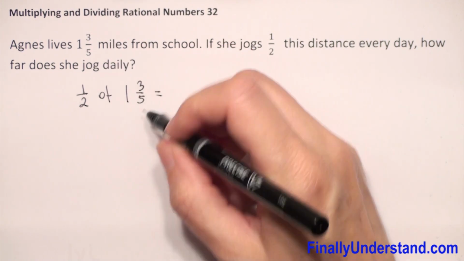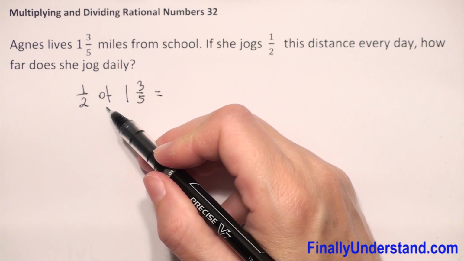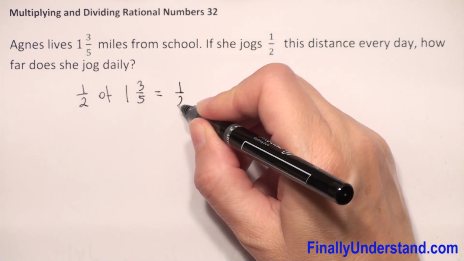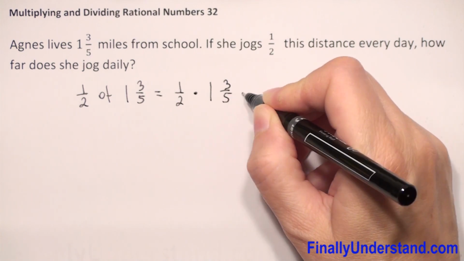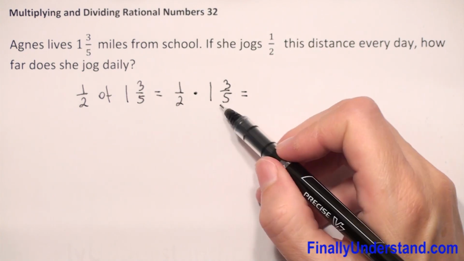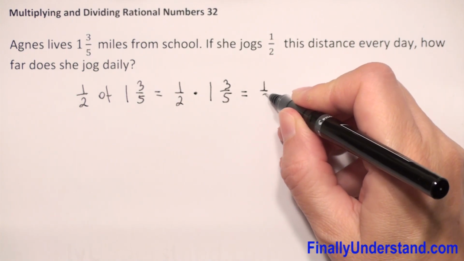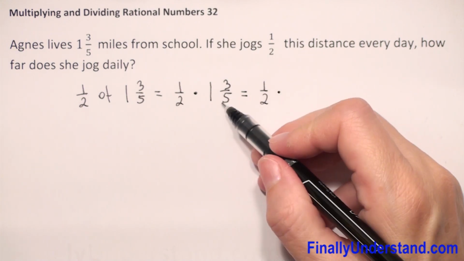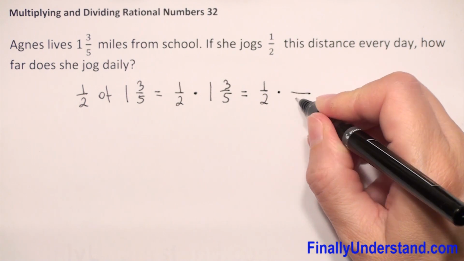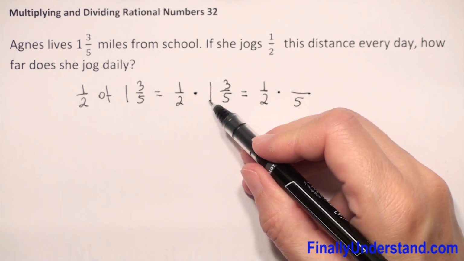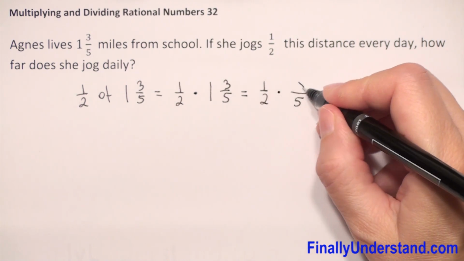1.75. So "of," we always substitute by multiplication. So we have 1/2 times 1.75. So this is equal, we have a fraction and a mixed number. So 1/2 we copy times, we change this mixed number to an improper fraction. So 5 and we copy, 5 times 1 is 5 plus 3 is 8.